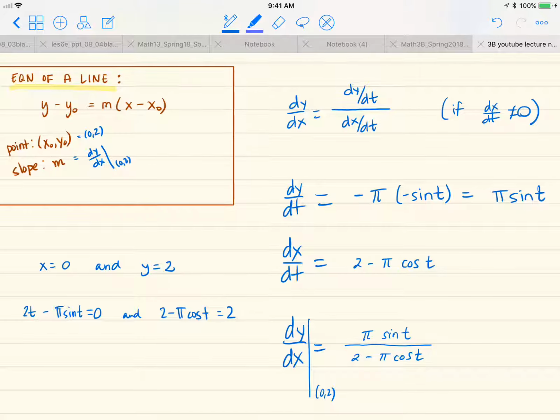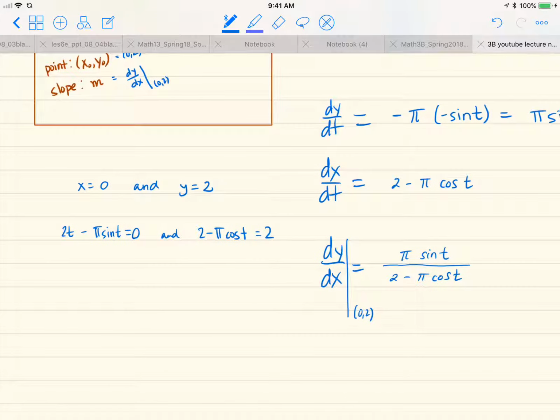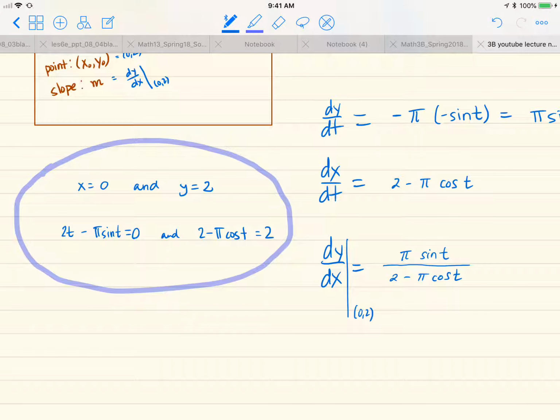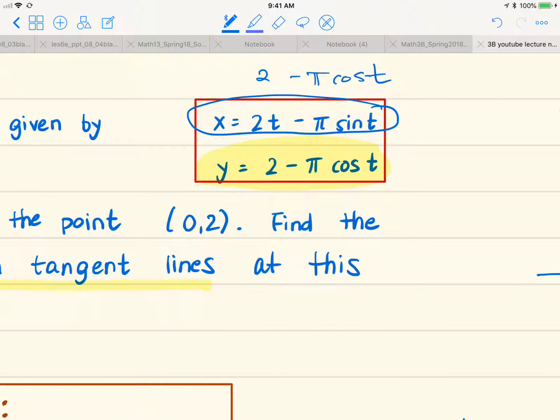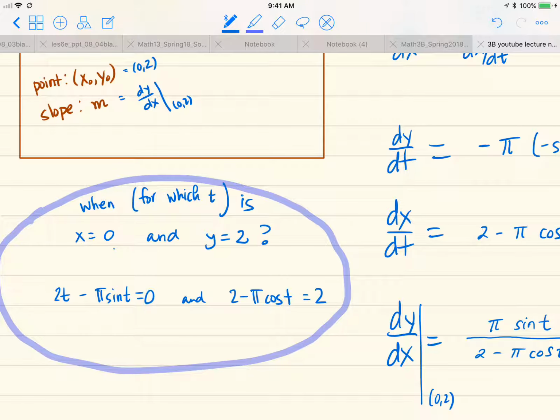So we've got to figure out at what times our particle is passing through that point (0, 2). In order to do that, we need to figure out for which t is x equal to 0 and y equal to 2. Now, when is x equal to 0? Remember, x is 2t minus pi sine t. So we need to know when 2t minus pi sine t is equal to 0. And similarly, we need to know when 2 minus pi cosine t is equal to 2.